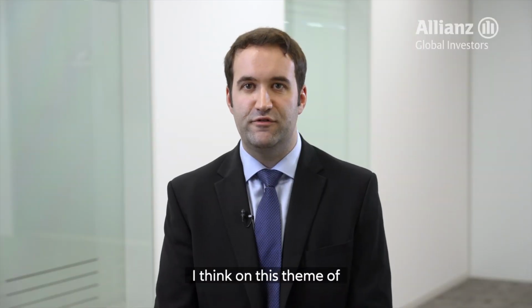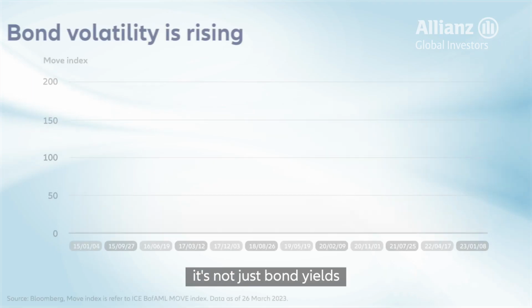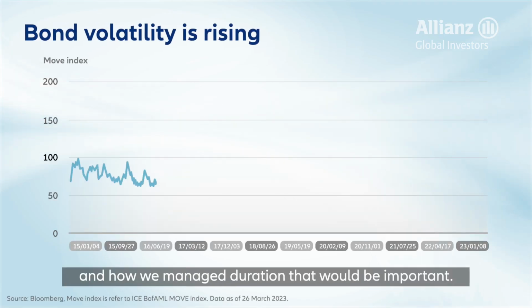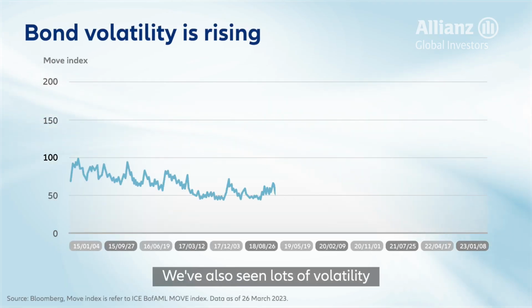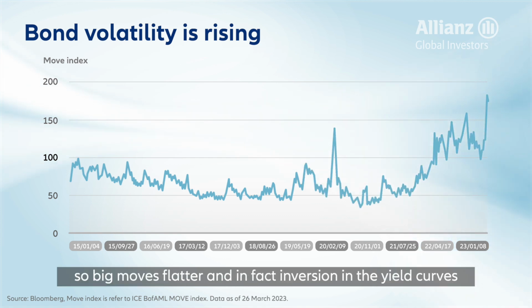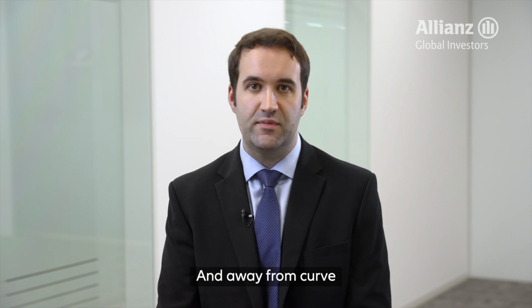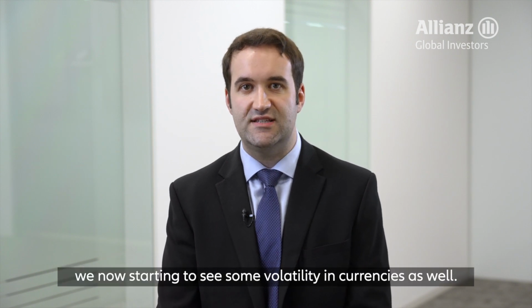I think on this theme of potentially elevated volatility in bond markets, it's not just bond yields and how we manage duration that will be important. We've also seen lots of volatility in terms of yield curve slope. So big moves flatter and in fact inversion in the yield curve, and then shorter periods of re-steepening. And away from curve, we're now starting to see some volatility in currencies as well.